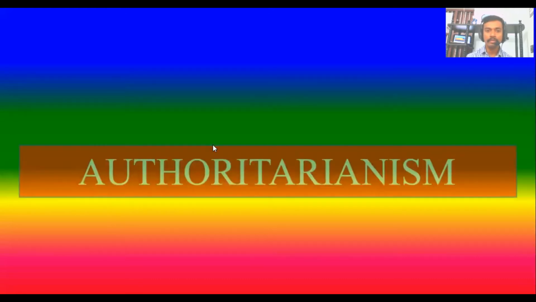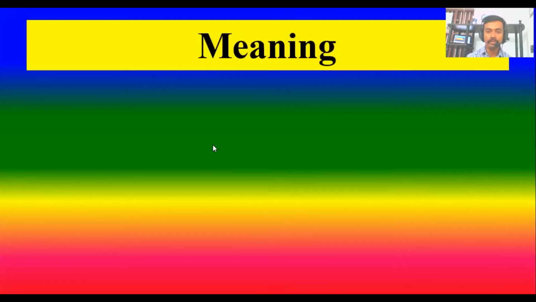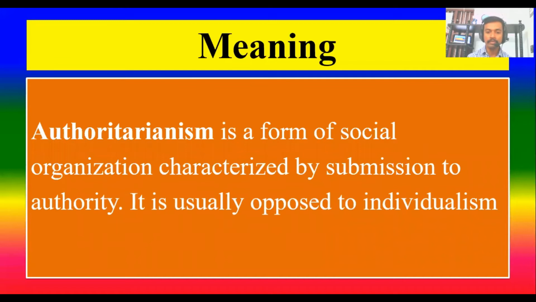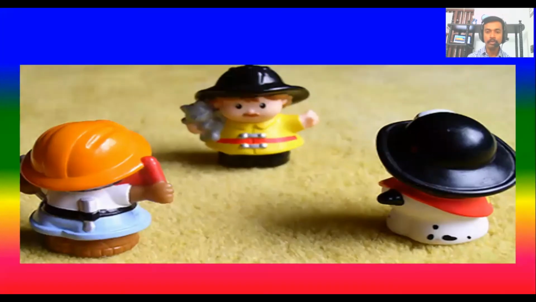Next, authoritarianism. Authoritarianism is just the opposite of democracy. It is a form of social organization characterized by submission to authority. It is usually opposed to individualism and democracy. Look at this, only one person or group of people govern the society.